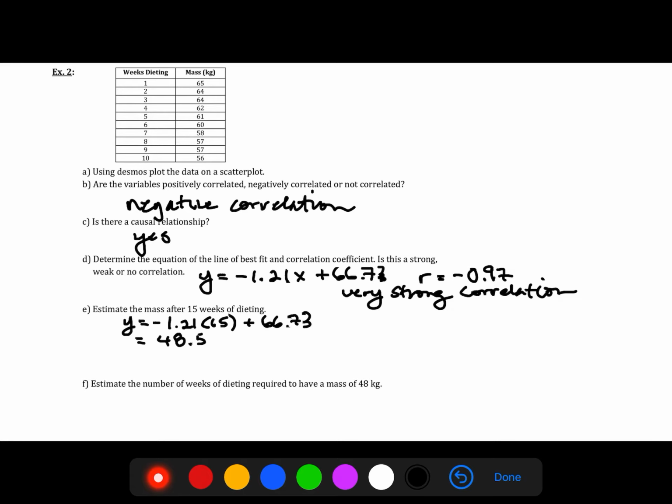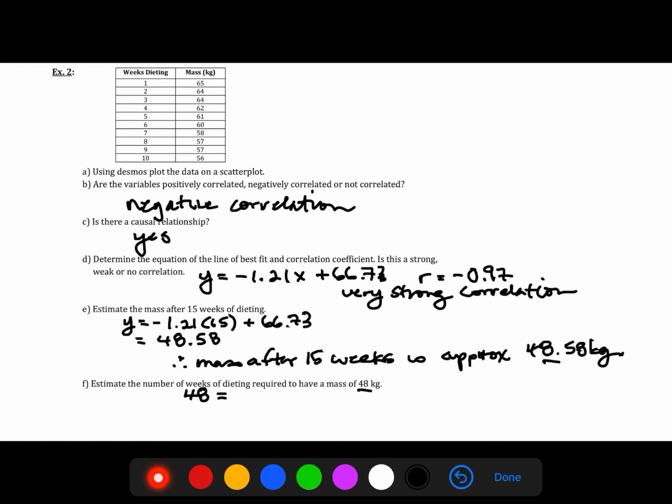Now, estimating the mass after 15 weeks of dieting, we're just subbing in 15 for x. And when we find that answer, we get 48.58 kilograms. Okay, and we would do our therefore statement. Mass after 15 weeks is approximately, and again, we're still approximating, using the information that we have.